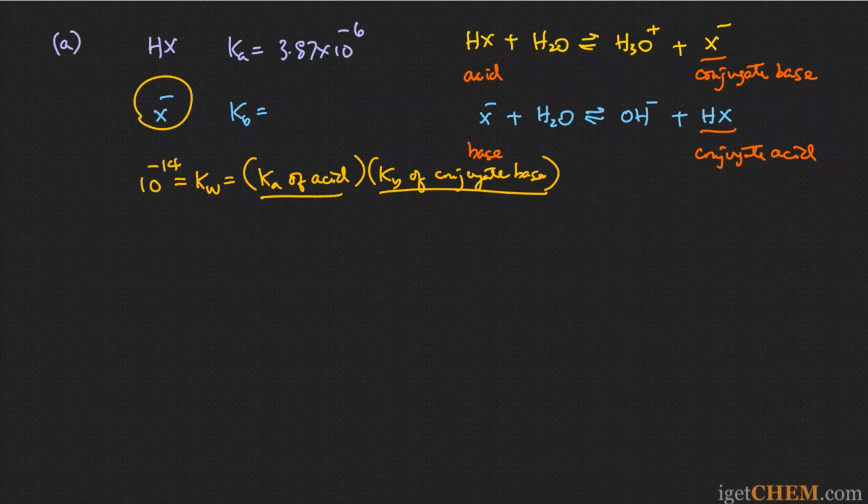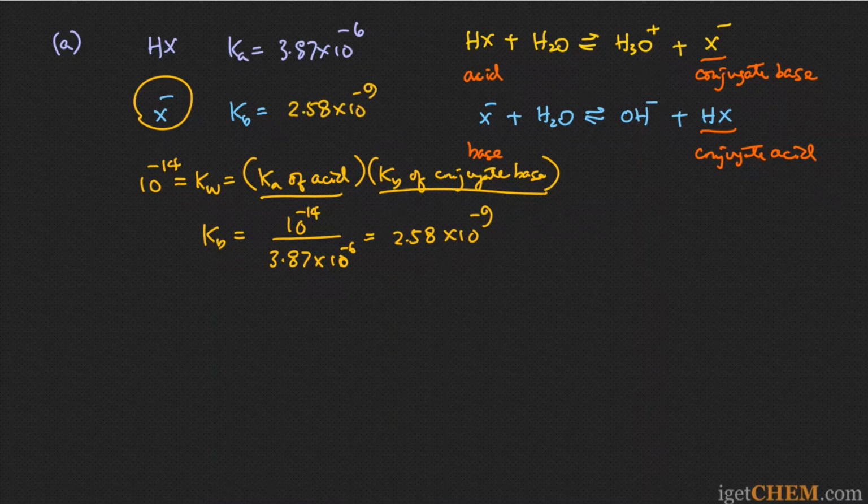So all we would need to do to calculate Kb is to just take 10 to the minus 14 and divide that by the Ka value for HX. And from that, we will get 2.58 times 10 to the minus 9. So that's the answer, 2.58 times 10 to the minus 9. So that's for part A.